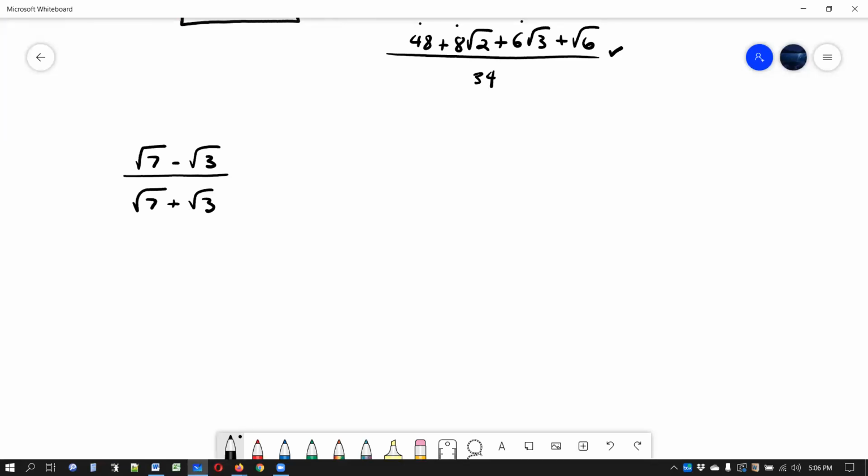Same as before, I have to look at the denominator and I'm going to use the technique of the conjugate because I have two terms. But remember, the conjugate is the opposite sign of this. It just so happens that the conjugate is the same as the numerator, which is perfectly fine.